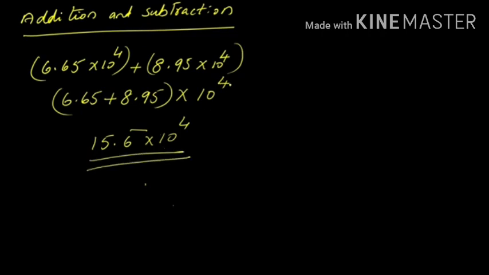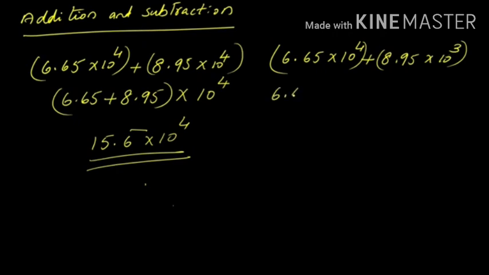Okay. So we can do another example with different exponents. For example, 6.65 into 10 raised to 4 plus 8.95 into 10 raised to 3. Here the exponents are different. The first digit has an exponent of 10 raised to 4 and the other one has an exponent of 10 raised to 3. So we need to make them the same, 10 to the power of 4 and 10 to the power of 3.